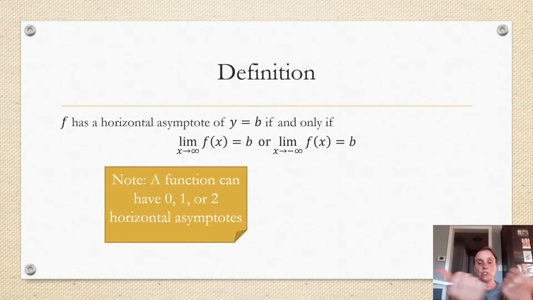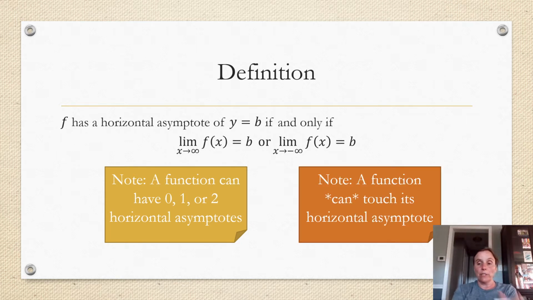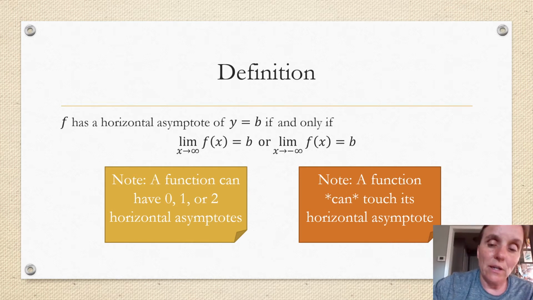Horizontal asymptotes are just the two ends of a function. So since there are only two ends, you can only have two horizontal asymptotes. You can't have a horizontal asymptote in the middle of your function. I also really want to emphasize, just like I did yesterday, that it is possible for a function to touch its horizontal asymptote. I want you to think, just quickly, about this function.